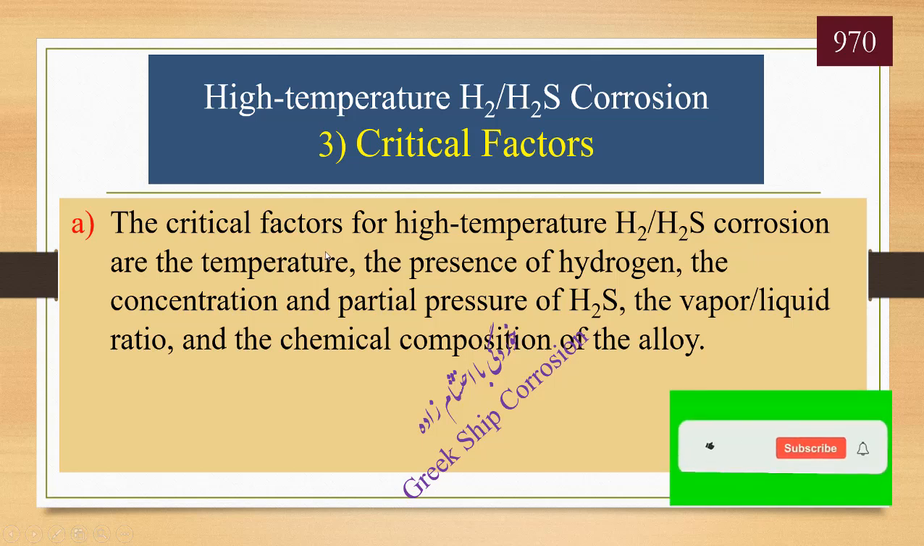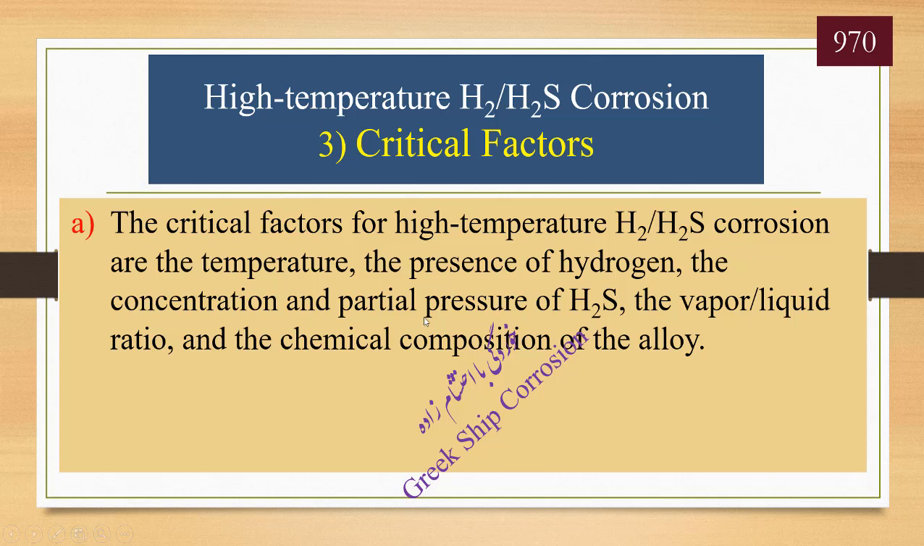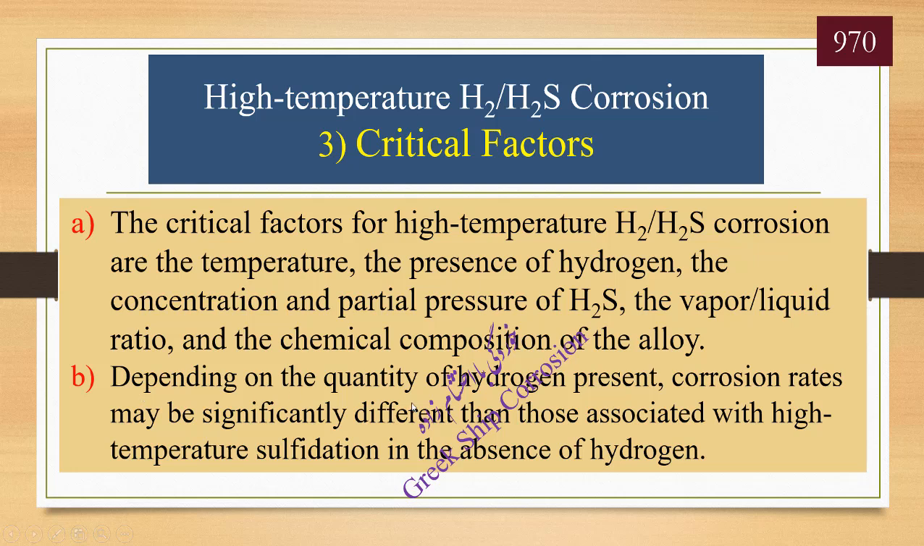3. Critical factors. A. The critical factors for high temperature H2S corrosion are the temperature, the presence of hydrogen, the concentration or partial pressure of H2S, the vapor-liquid ratio, and the chemical composition of the alloy. B. Depending on the quantity of hydrogen present, corrosion rates may be significantly different than those associated with high-temperature sulfidation in the absence of hydrogen.